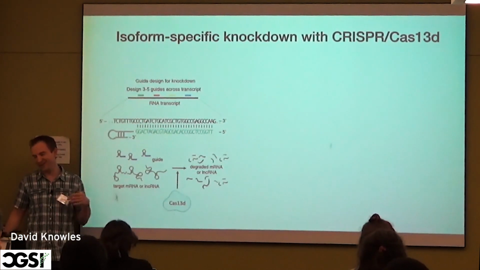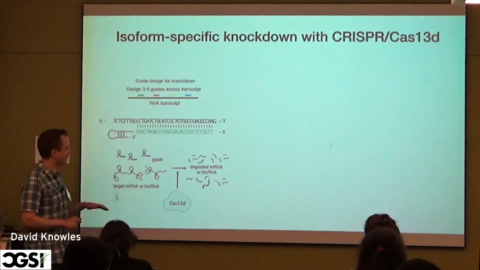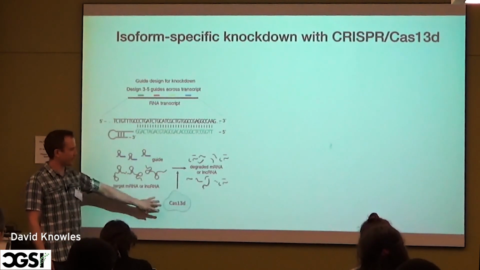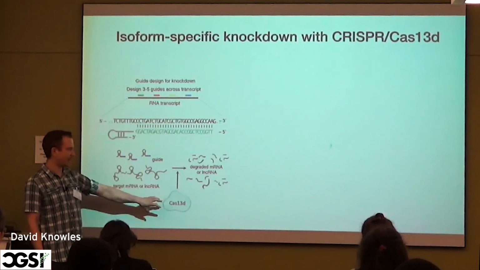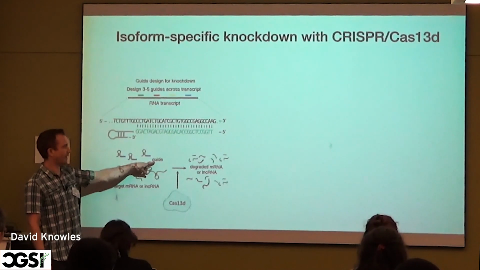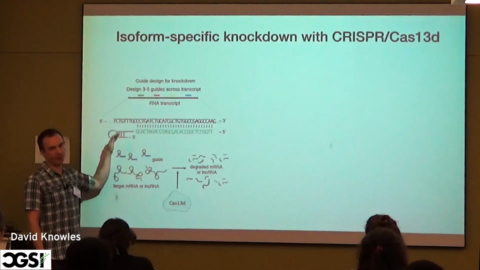So the challenge in doing this is trying to figure out, well, I don't know how much people know about CRISPR, but the way that the knockdown works is you need the Cas protein itself, and then you need these little guide RNAs that you put into the cells that complementary base pair to the sequence that you're trying to target.